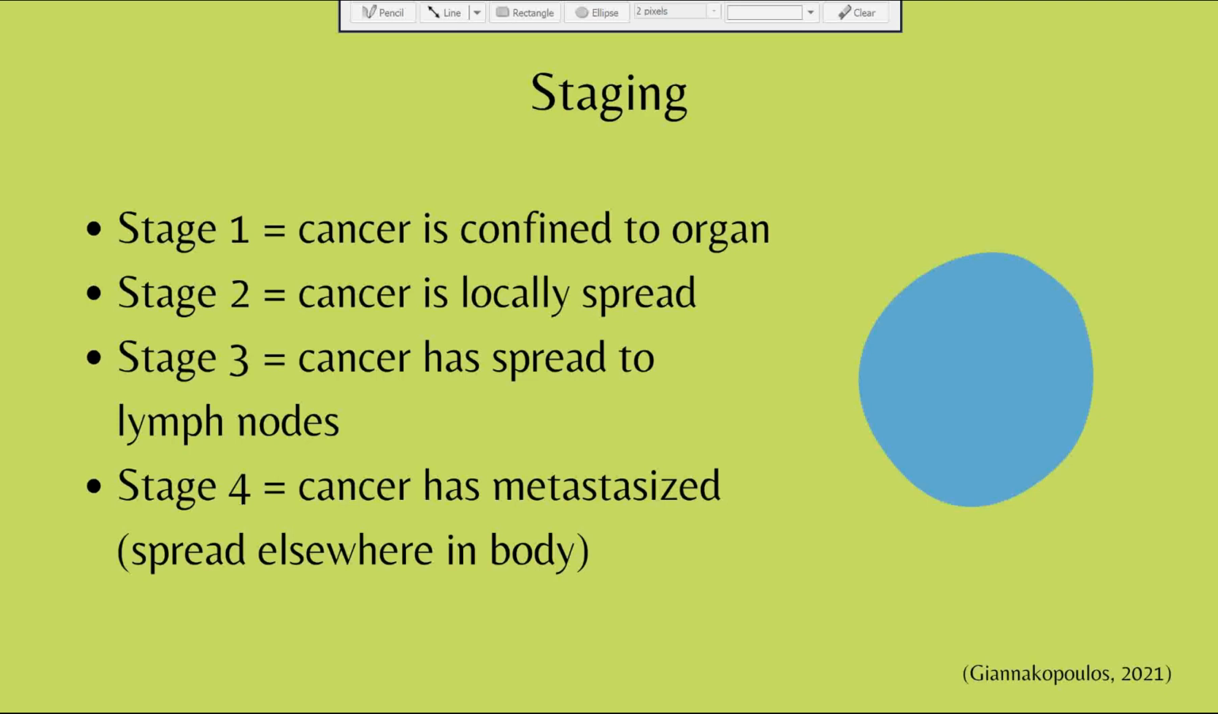Usually when we talk about cancer, we hear stage 1 or stage 4 cancer. Stage 1 means the cancer is confined to the organ. Stage 2 means cancer is locally spread. Stage 3 means cancer has spread to lymph nodes. And stage 4 means cancer has metastasized.